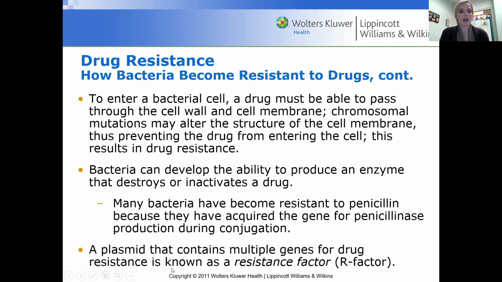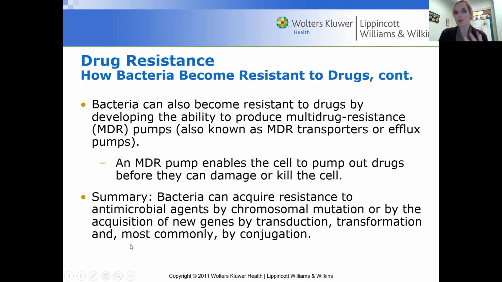And in bacteria, a plasmid that contains multiple genes for drug resistance is known as a resistance factor, or R factor. Okay, so drug resistance is bad. We don't want this to happen. But this is how it works.